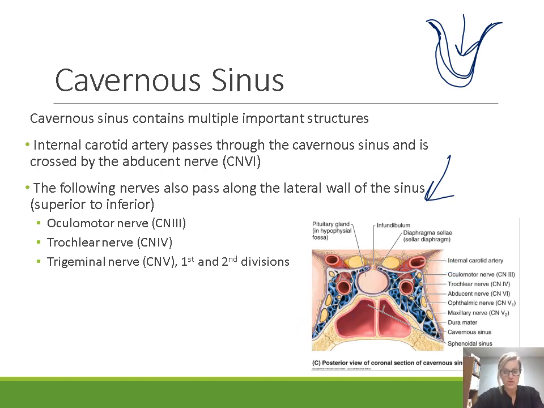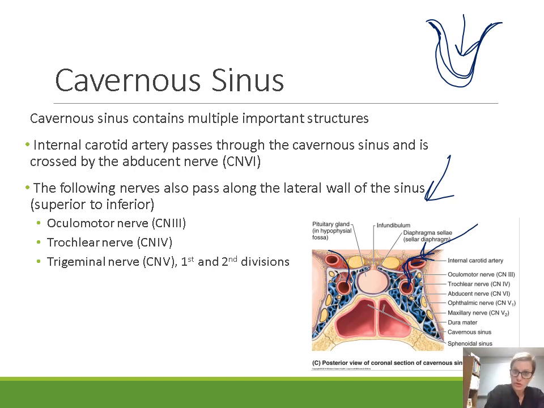There are quite a few important structures that pass through the, I'm saying dural sinus, the cavernous sinus. The internal carotid artery passes through, as well as a few of our cranial nerves. So first we'll look at the internal carotid artery. Again, remember, this is a blood-filled space in the brain. The internal carotid artery, you can see right here. It's coming above the sinus here, and you can see it curving into the sinus, right? So these are the internal carotid arteries.